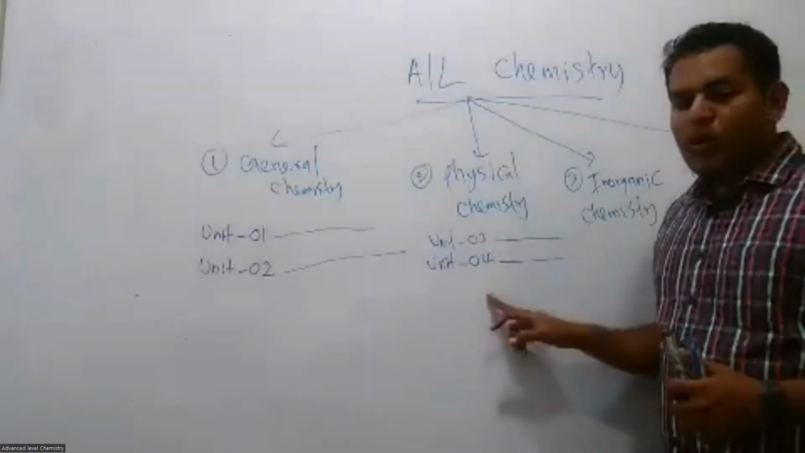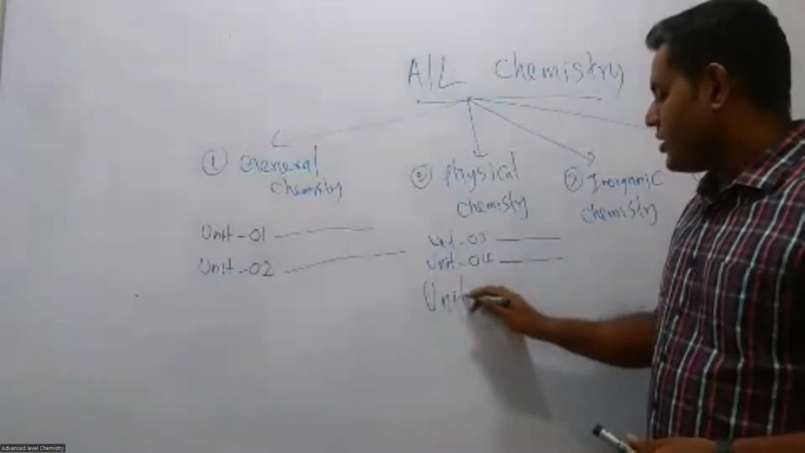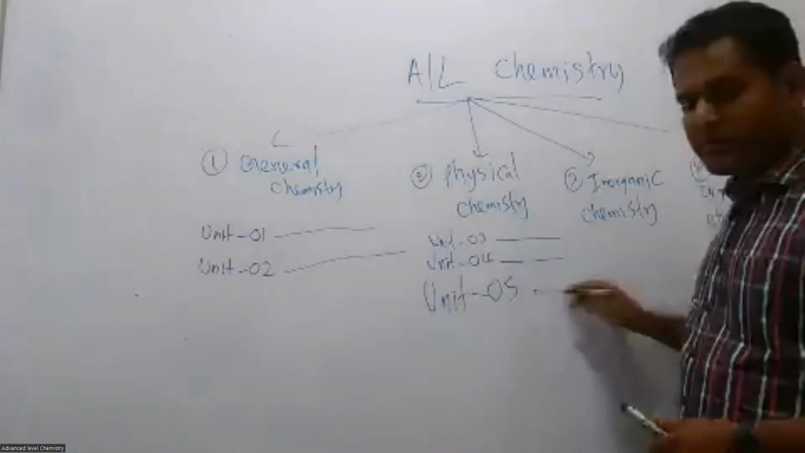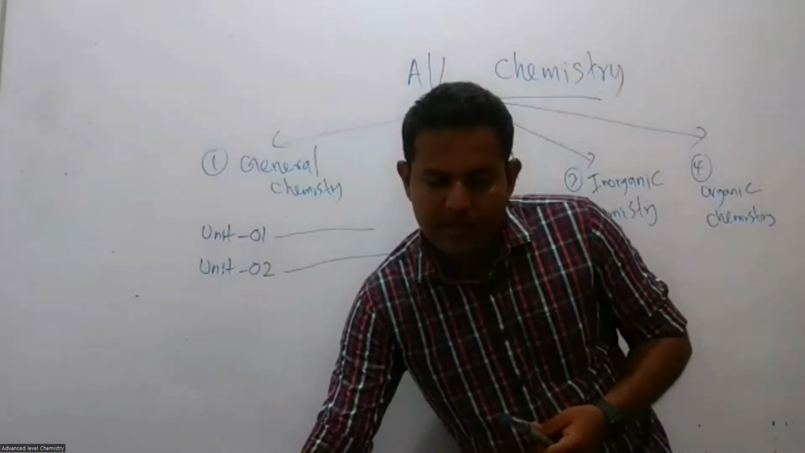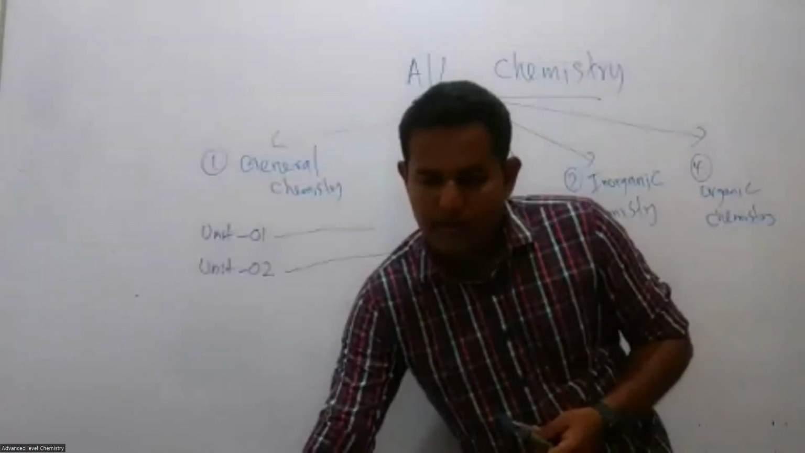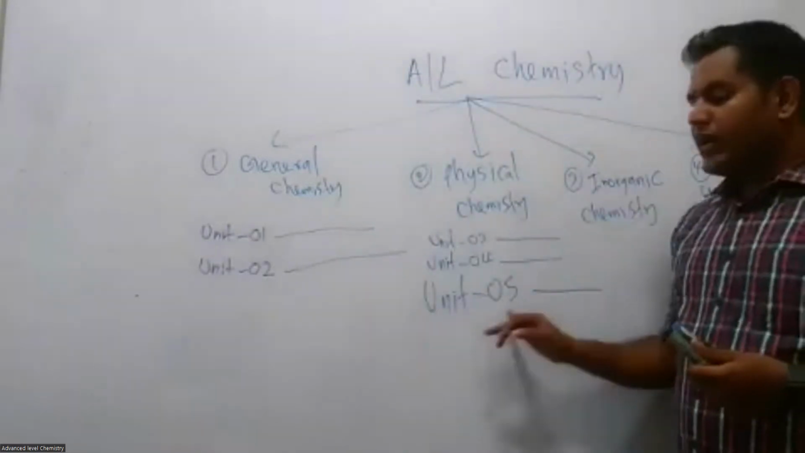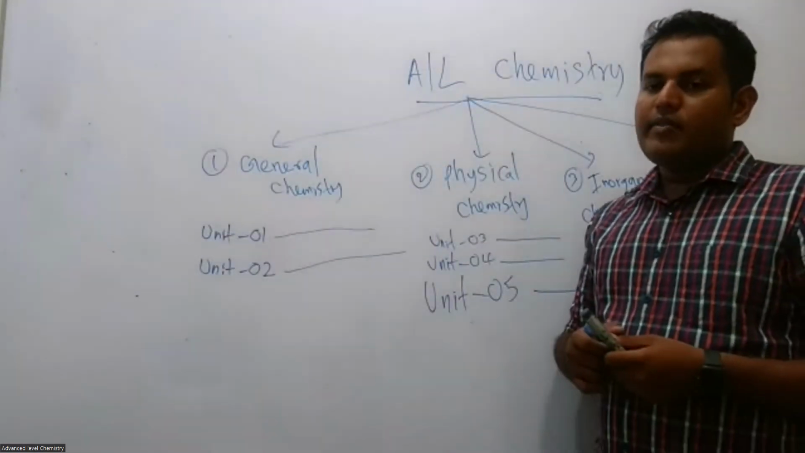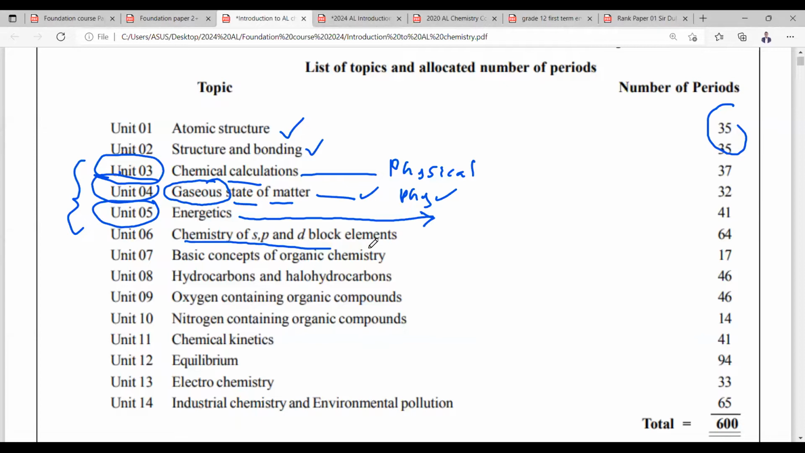Unit 3, unit 4 we have written, and under physical chemistry here you should also write unit 5. Unit 5 we have to write. Unit 5, that is energetics. And then when we are moving to unit 6, right? Unit 6, that is chemistry of SPD block elements. Chemistry of SPD block elements.